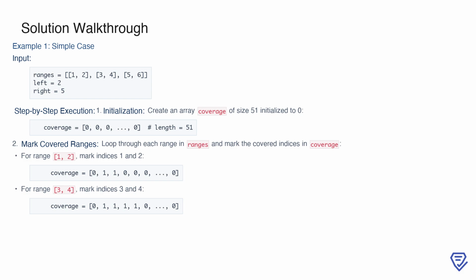This array will help us track which indices are covered based on the given ranges. Next, we loop through each range in the input ranges. For the range 1, 2, we mark indices 1 and 2 in the coverage array by setting them to 1. Then, for the range 3, 4, we similarly mark indices 3 and 4 as covered. At this point, the coverage array reflects all numbers covered by these two ranges.